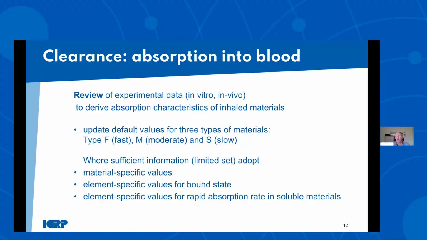So if for a given material there is poor information about its absorption characteristics, these are classified and put in one of these 3 default categories. Where we had sufficient information, we were able to propose material-specific values, but just for a limited set of materials, and element-specific values for bound state parameters and for the rapid absorption rate for soluble materials.